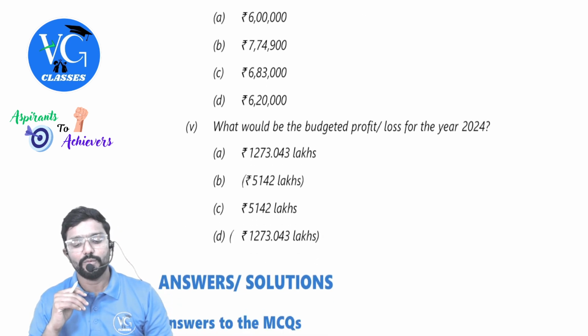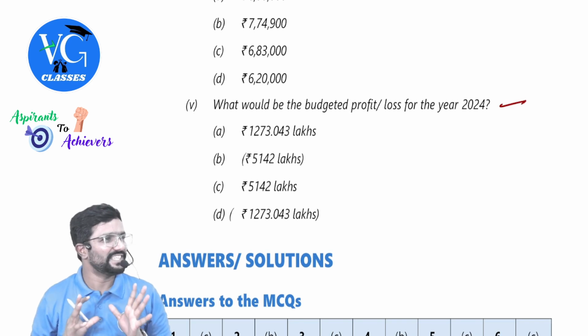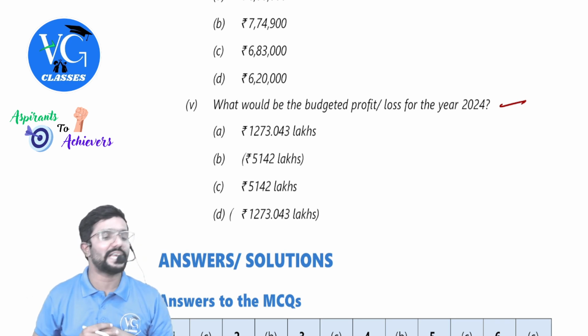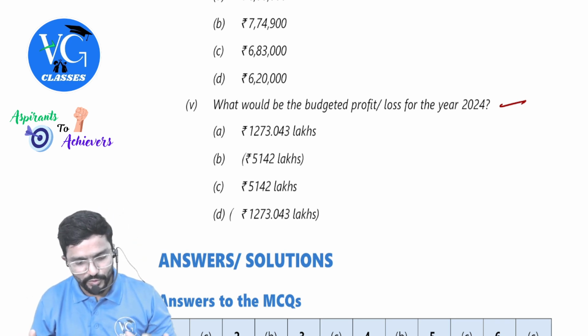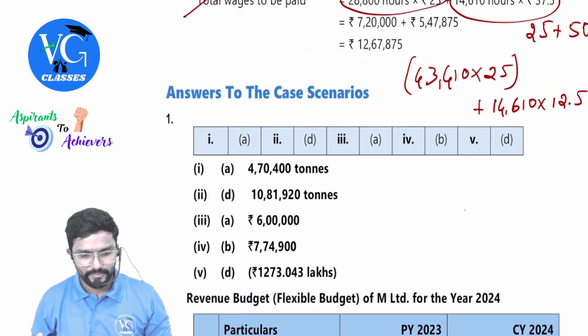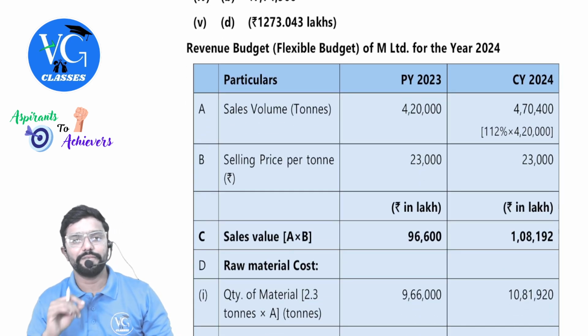Please be careful. What would be the budgeted profit or loss for the year? This would be the biggest challenge. Rest all is easy only. Yes. For calculating budgeted profit or loss, you have to do complete cost calculation. Fine. We'll go through quickly. Yes. Sure. First, revenue budget.